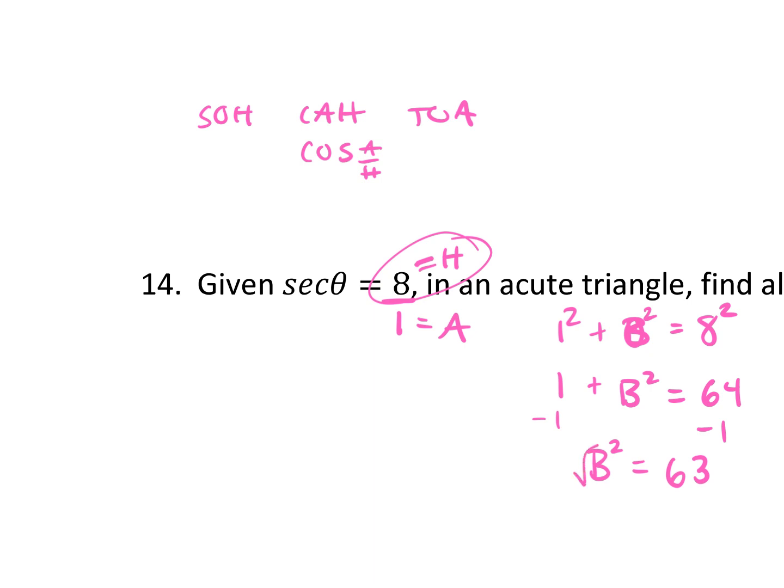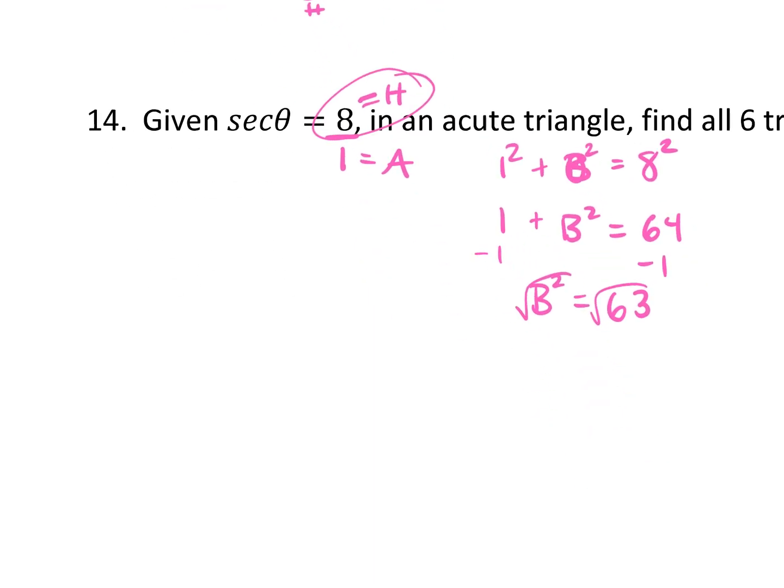Take the square root. Let's see if we can simplify the square root of 63. What are two factors of 63? 7 and 9. What are two factors of 9? 3 and 3. So what is the square root of 63? 3 square root 7. 7's left on the inside. So our opposite would be 3 square root 7.